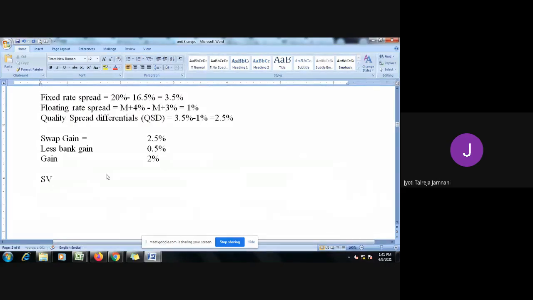So first SV's gain is 2%, half of 2%. So 2% divided by 2, you will get 1%. And for TJ, the same way we take half of 2%, so 2% divided by 2, you will get 1%.